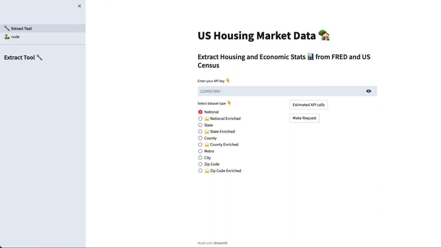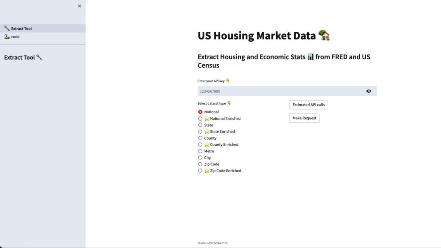So if you look at the link below, you should see this link for the US Housing Market Data app. And this basically allows you to plug in an API key and then retrieve a CSV file, so like Excel, rows and columns, so that you can input this into a Tableau dashboard. So let's walk through an example of how to use this in live action.